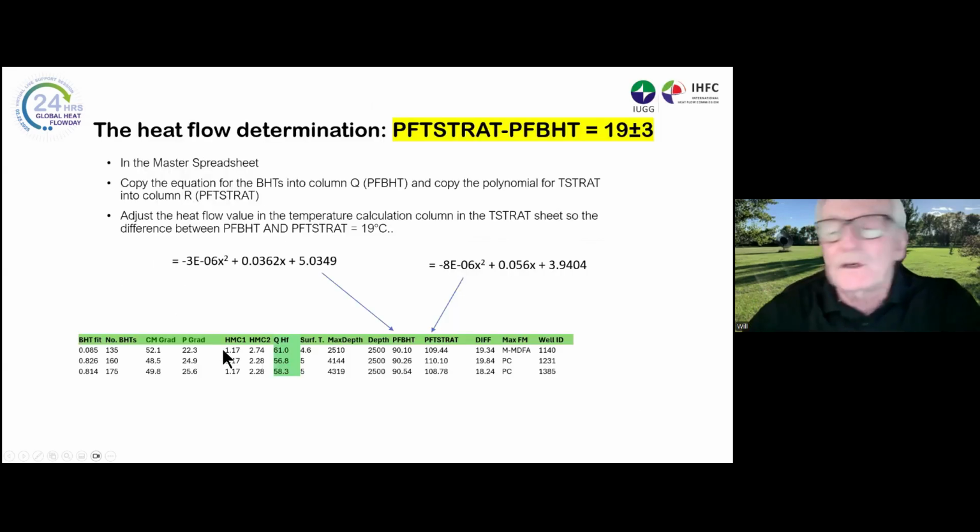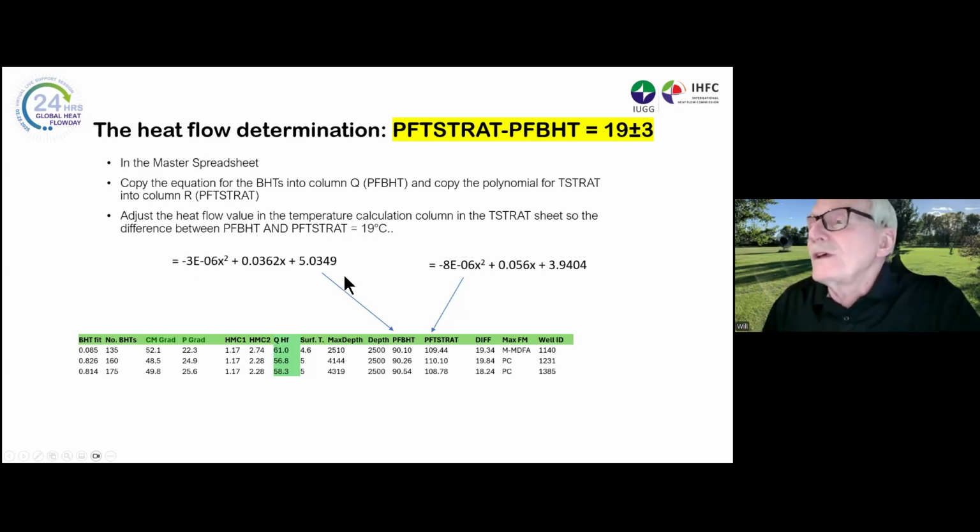And here's how we calculate heat flow. Again, we're looking to get the polynomial fit for T-strat and the polynomial fit for the bottom hole temperatures, and we want it to within 19 plus or minus 3 degrees. Actually, it's even better, just the 19.